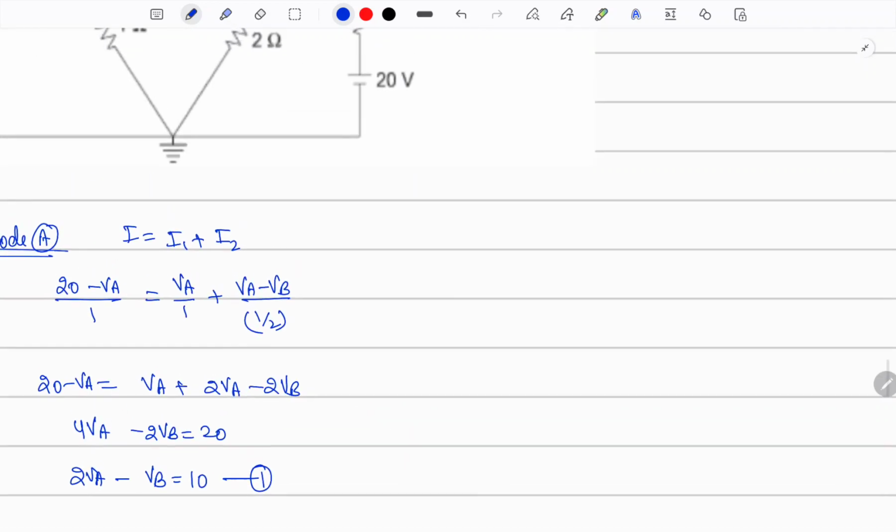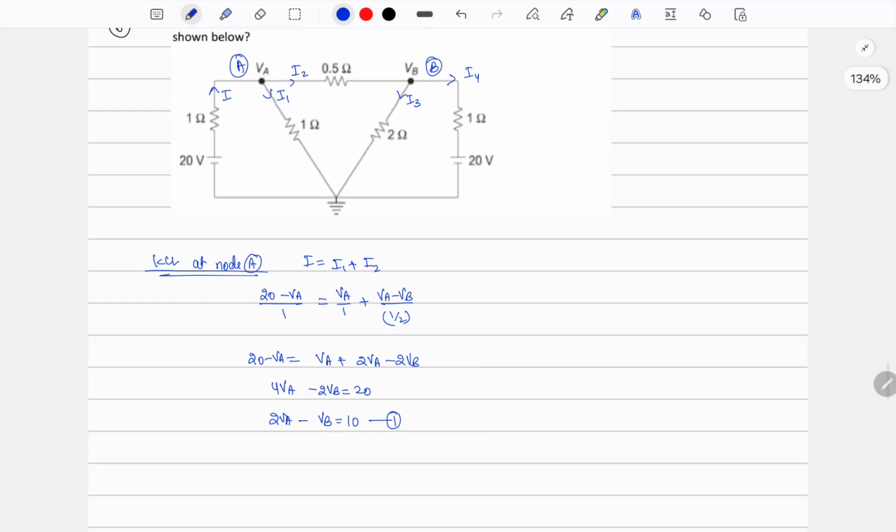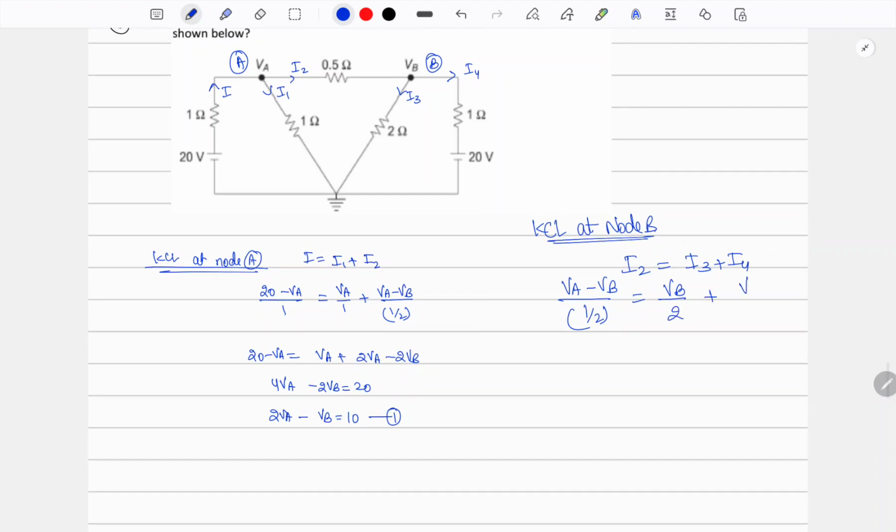This is equation number 1. Now we will apply KCL at node B. That means I2 is equal to I3 plus I4. I2 value is VA minus VB divided by 0.5, and 0.5 I can write as 1 by 2. I3 value is VB divided by 2, and I4 value is VB minus 20 divided by 1.